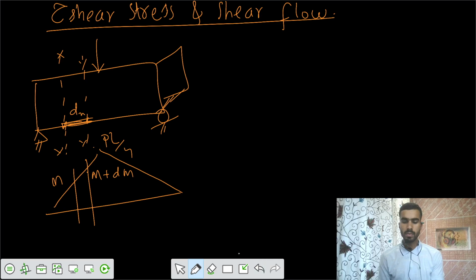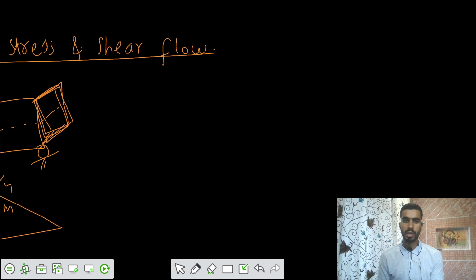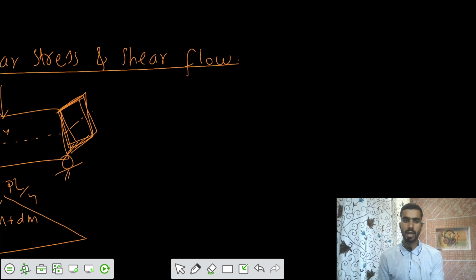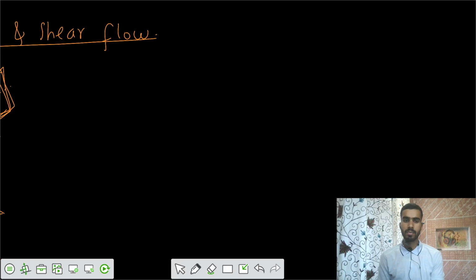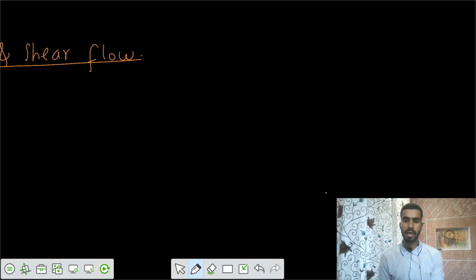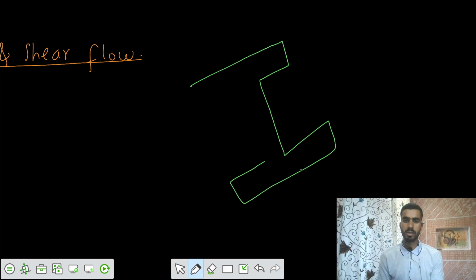After that we took some point A at a distance of y from the neutral axis. During the derivation we had that section as a rectangle. If you take the section as an I section, we see it in this form. This is some I section.